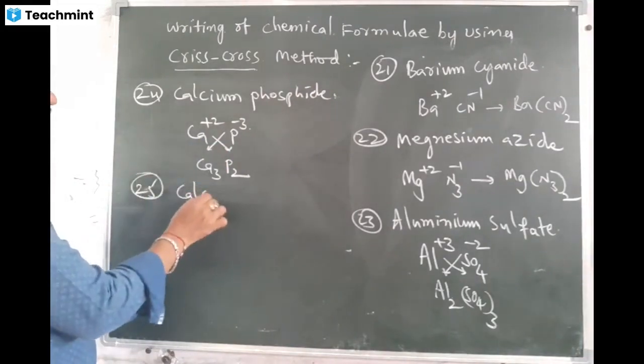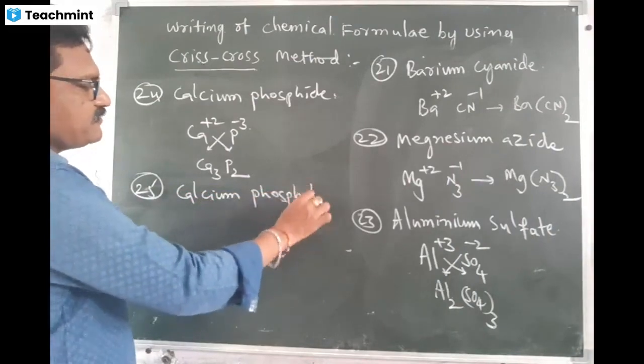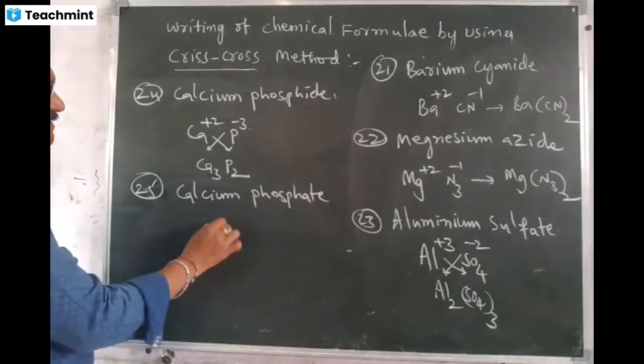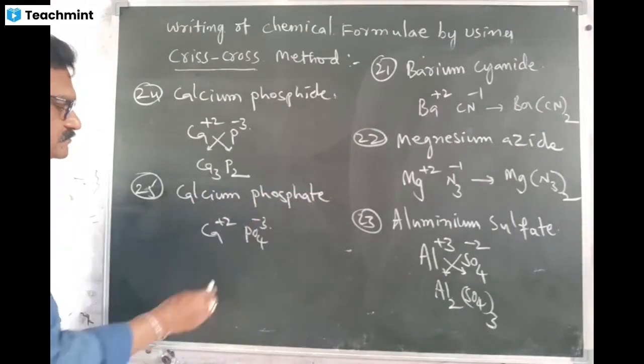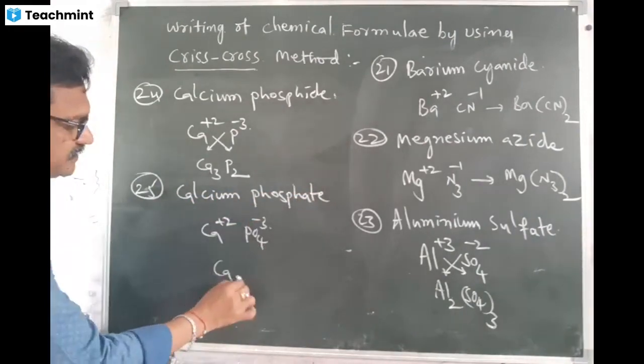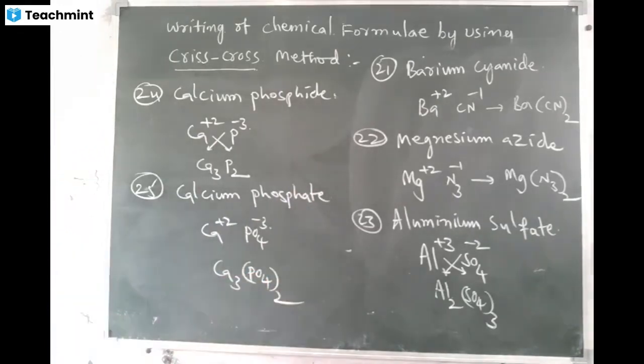Okay, next calcium phosphate. What is the formula of calcium phosphate? Calcium means Ca plus 2, phosphate means PO4 minus 3. It becomes Ca3(PO4) taken twice. This is the calcium phosphate formula.